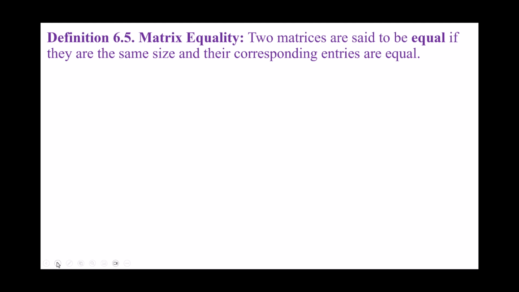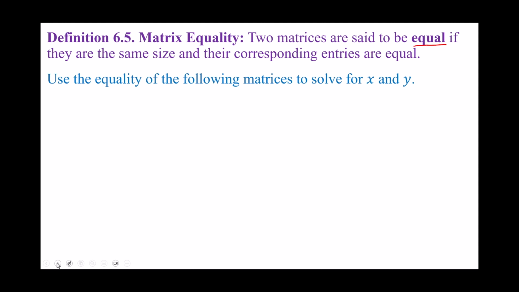Two matrices are said to be equal if they are the same size and the corresponding entries are equal. So if I want to use the equality of the following matrices to solve for x and y, I'm saying that the matrix on the left equals the matrix on the right. That means all of the corresponding entries need to be the same. First row, first column, those need to be the same. First row, second column, those entries need to be the same, etc.